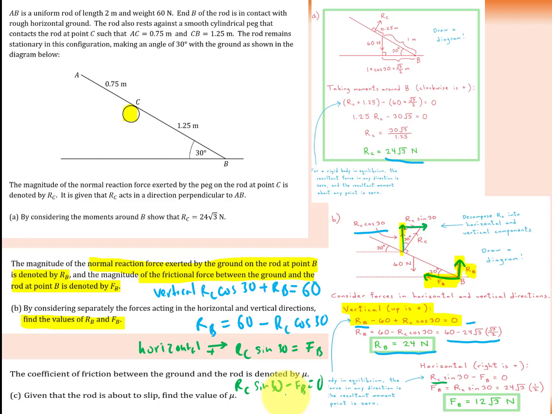Right, and you can see that's how I did it here, but from my step here we can just write FB equals RC sine 30. We know what RC is, and hence save us a line, work that out by substituting. So FB equals RC, which is 24 over root 3 times sine 30, which is a half, and hence we get 12 root 3 newtons.